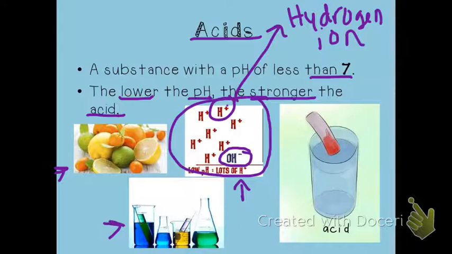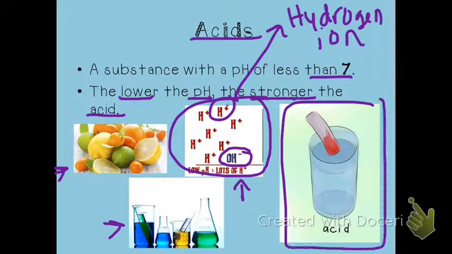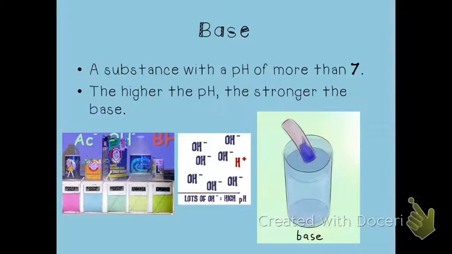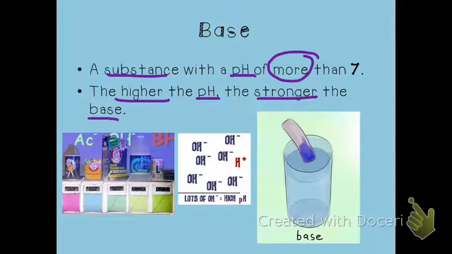All right, this picture here is talking about a litmus test. So on litmus paper, an acid is going to turn blue litmus paper red. Okay, so that is one way that we can test to find out if a solution is an acid or a base. All right, a base, remember, is a substance with a pH of more than 7. All right, so the higher the pH, the stronger the base.